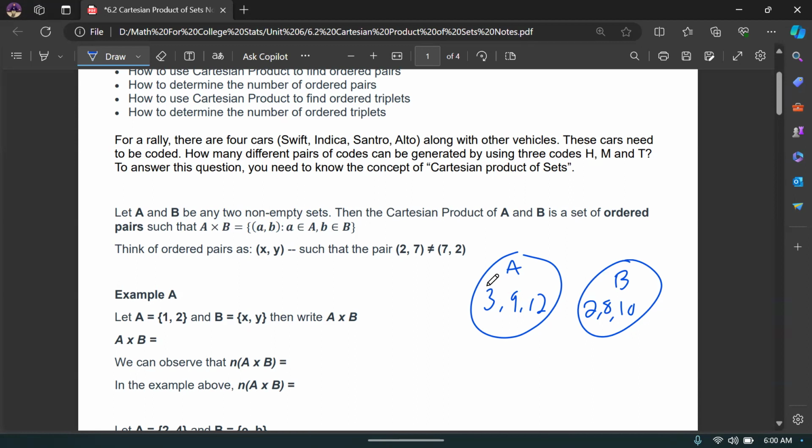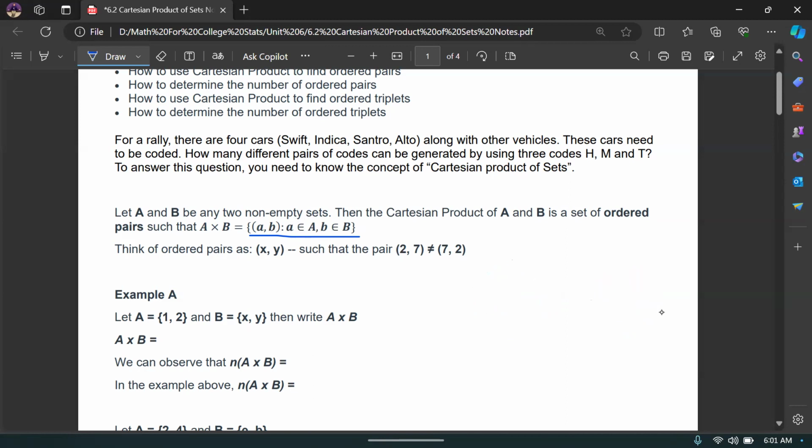where, for example, 3 and 2 would be an ordered pair. 3 and 8 would be an ordered pair. 3 and 10 would be an ordered pair. So every element of A with each element of B, and it would continue like 9, 2 as an ordered pair, 9, 8, 9, 10, 12, 2, 12, 8, 12, 10. So we're just saying that each element of A will pair with each element of B. So each number in A, or each letter, whatever is in A, will pair with each in B. That's essentially the English version of that definition.